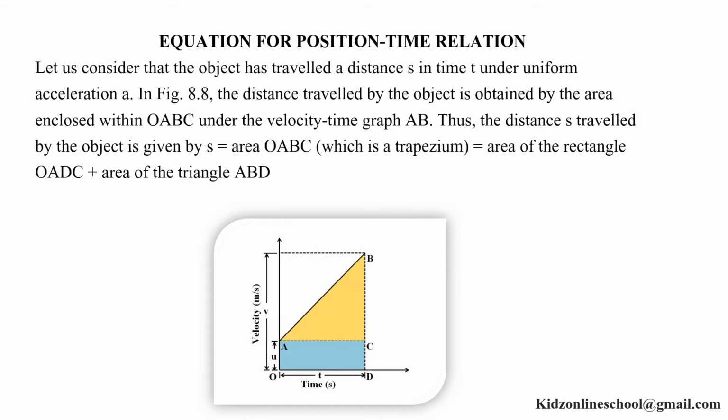Equation for position-time relation. Let us consider that the object has travelled a distance s in time t under uniform acceleration a. The distance travelled by the object is obtained by the area enclosed within OABC under the velocity time graph AB. Thus, the distance s travelled by the object is given by s = area OABC = area of rectangle OADC plus area of the triangle ABD.